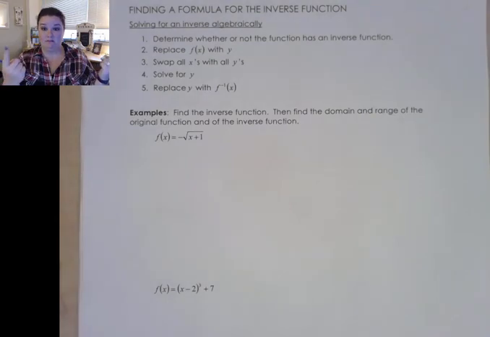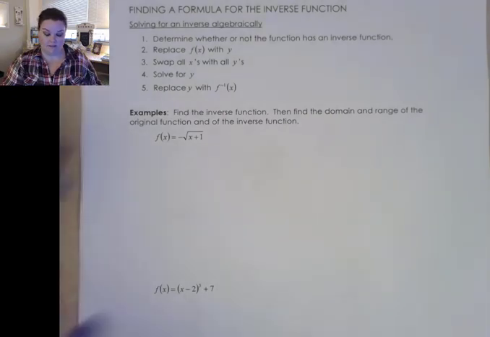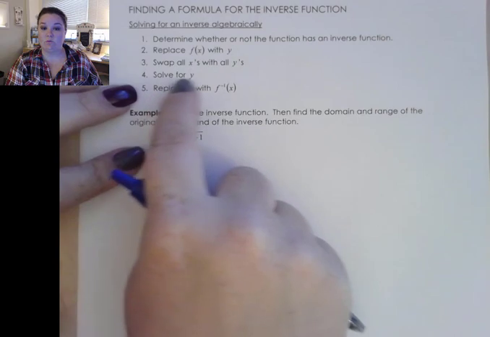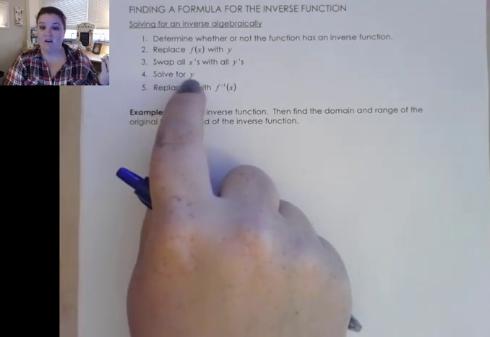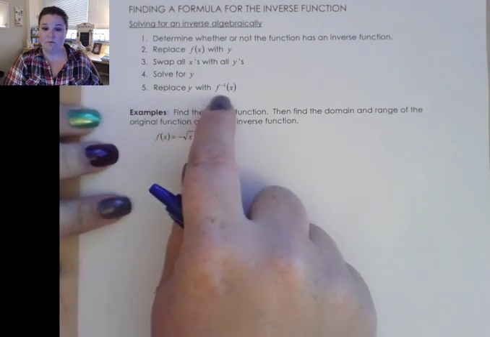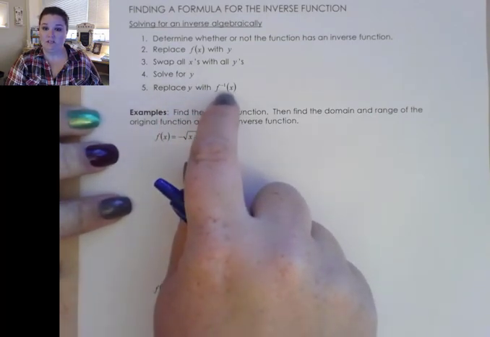We swap our ordered pairs, right? So in the function, everywhere we see an x, we're going to put a y, and everywhere we see a y, we're going to put an x. Once we've swapped them all, we're going to resolve it for y. Once it's resolved for y, that gives us our inverse function. So we want to make sure that we write it with function notation.